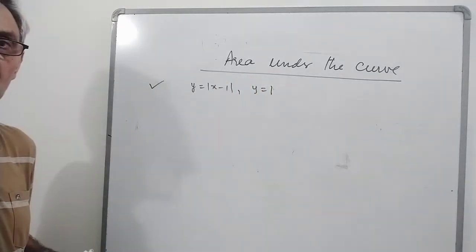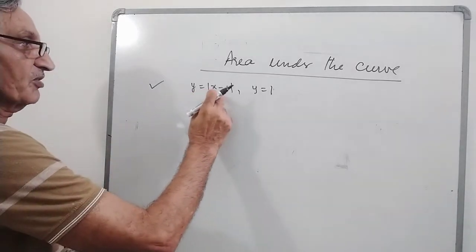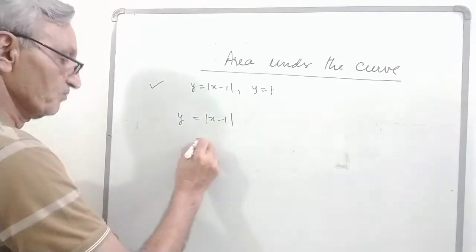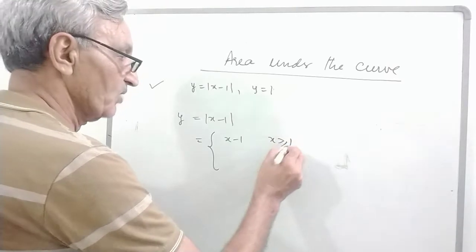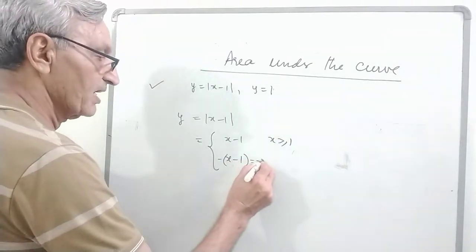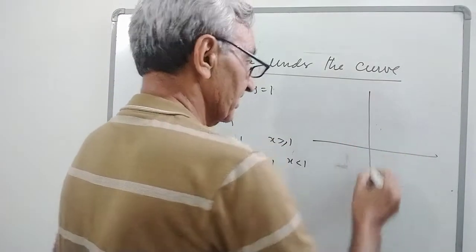The area will be included in two regions. So first of all, I must draw the graph of this. This y is equal to modulus of x minus 1 means, as I just told you, it's x minus 1 when x is greater than 1, and when this acts as a minus, that means minus x plus 1 when x is less than 1. So I draw the graph here.